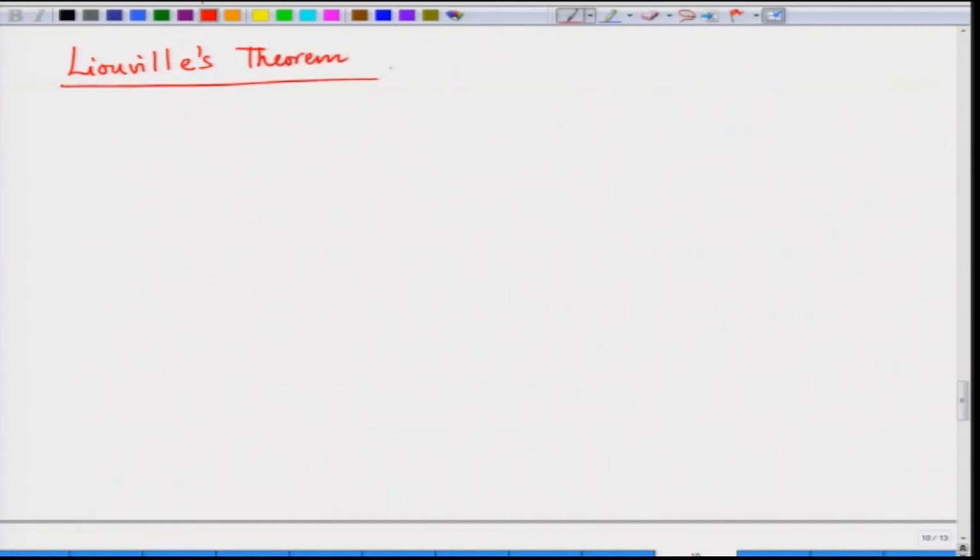Okay. What is the statement of Liouville's theorem? Liouville's theorem says, let us say we are in such a gamma space where rho ens is defined. That means the ensemble points are very densely spaced in the gamma space. Okay, rho ens is defined. Now we concentrate on one single member of the ensemble.